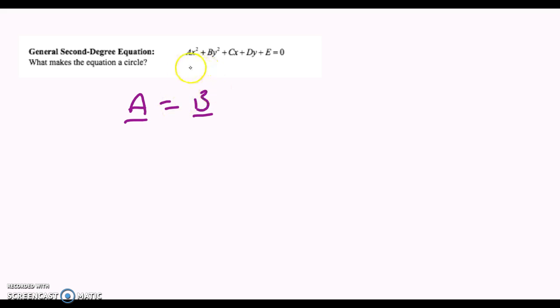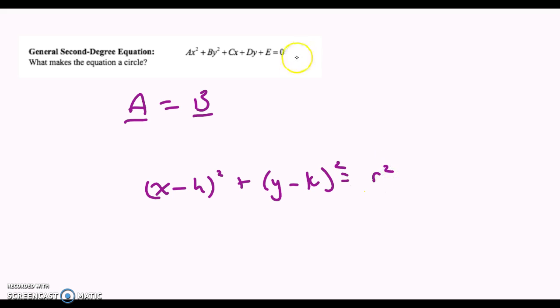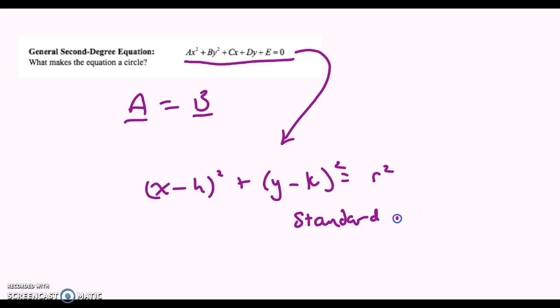So again, here's the general form. Remember, our standard form was x minus h quantity squared plus y minus k quantity squared equals r squared. If we're given this equation, we would like to put it back into the standard form, because in the standard form, our circles are easier to graph.